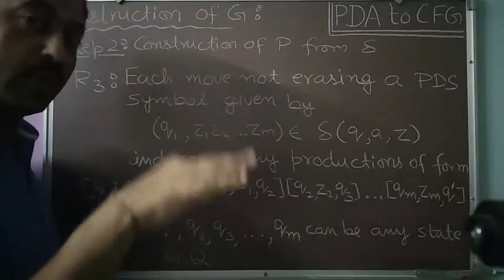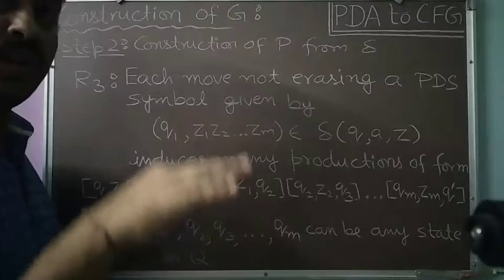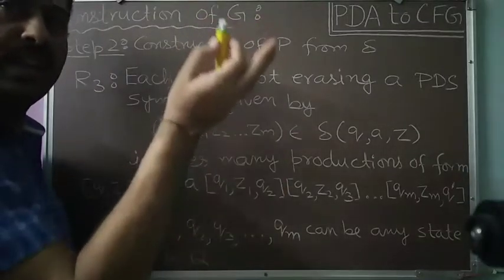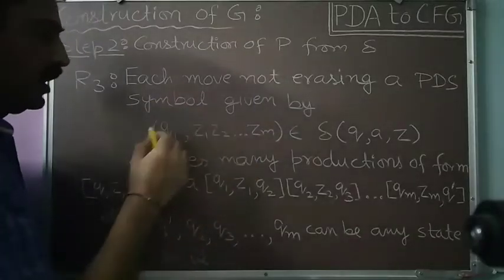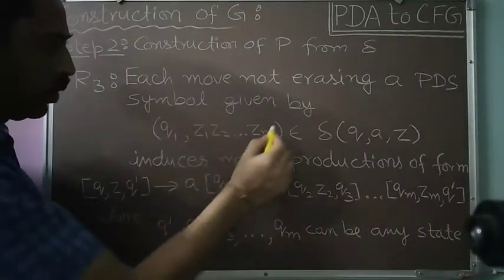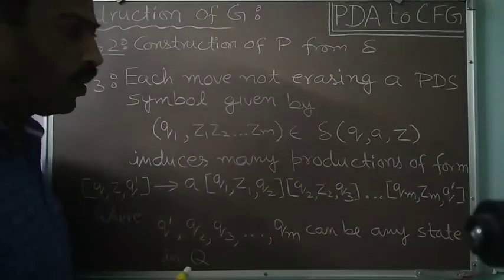In an erasing move, we are reducing the number of symbols stored over the pushdown store, but in a non-erasing move we are either maintaining or increasing the number of symbols stored over the pushdown store. So we have seen that we can identify by looking at the right hand side of the transition whether it is an erasing move or a non-erasing move.